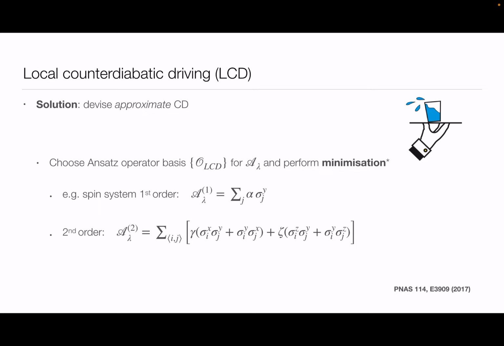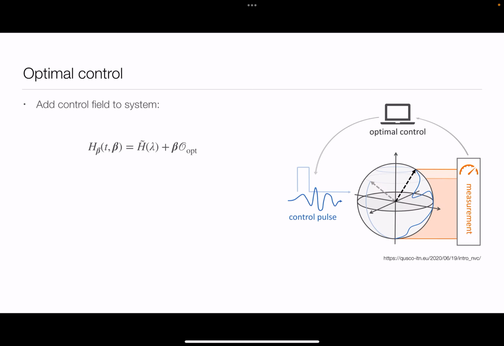To give you an idea of what this ansatz might look like, in our spin system, to first order, it would be just the local sigma y term. So we would just take an ansatz with some coefficient, which we're going to find through minimization, called alpha. And then to second order, on top of that alpha, you would include all of the two-body terms, for example. So that would be the second-order local counterdiabatic drive. So this is what local counterdiabatic driving is: just an approximation of a perfect counterdiabatic drive.